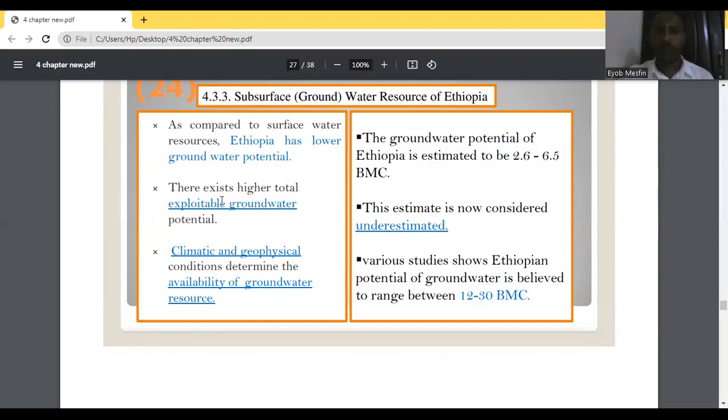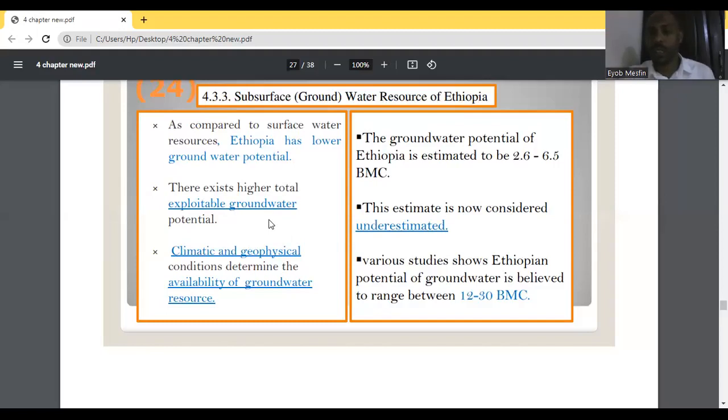So, but we do have higher total exploitable groundwater potential. We do have exploitable groundwater potential if we do better and better and implement different mechanisms, because of the climatic condition, the rainfall situation.